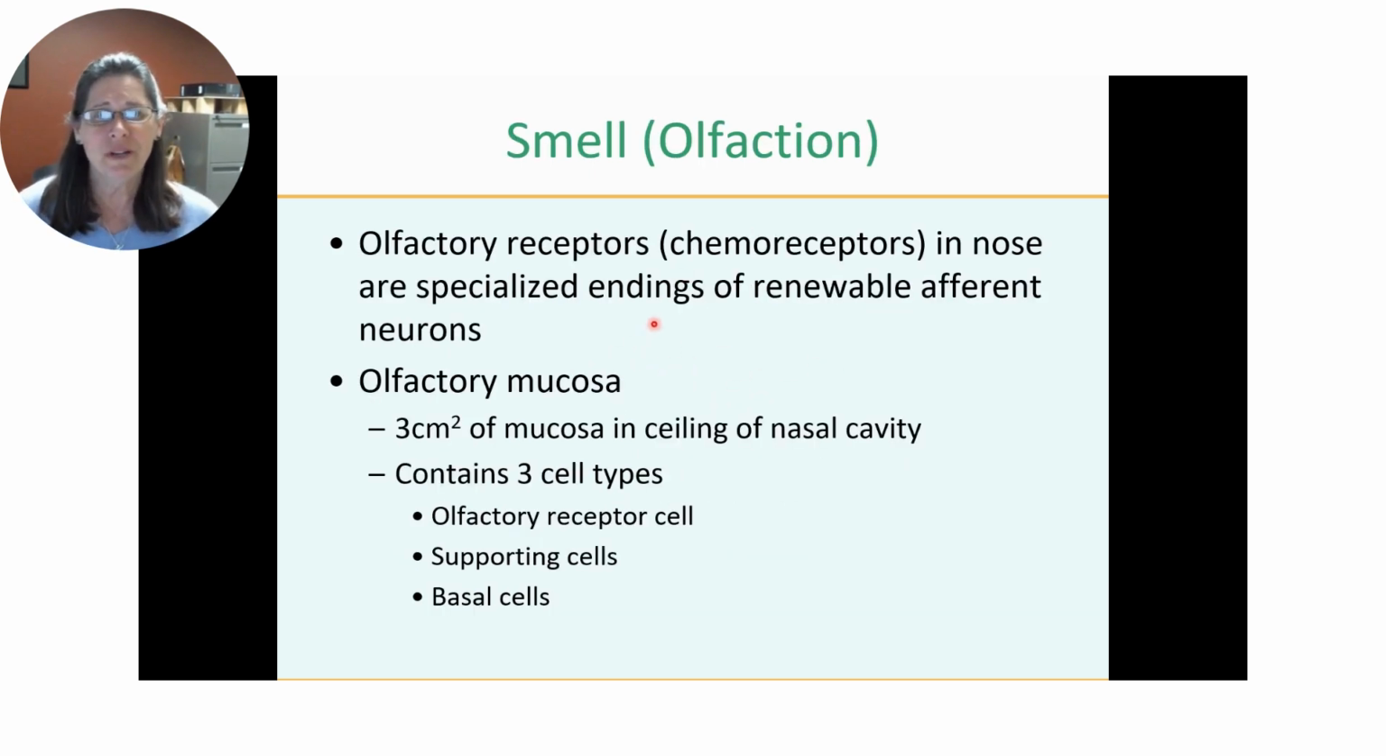Okay, last one is smell, or the process of olfaction. So we have olfactory receptors, which are chemoreceptors in our nose, and they're basically specialized endings of these neurons. And since we blow our nose and have things going on in there, those can get worn away, but we have the ability to regenerate them with these cells called basal cells that you'll see in a minute. So the olfactory mucosa is in the lining of the nasal cavity, and we've got these three cell types in here.